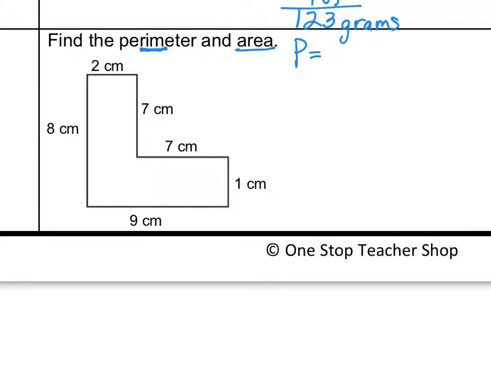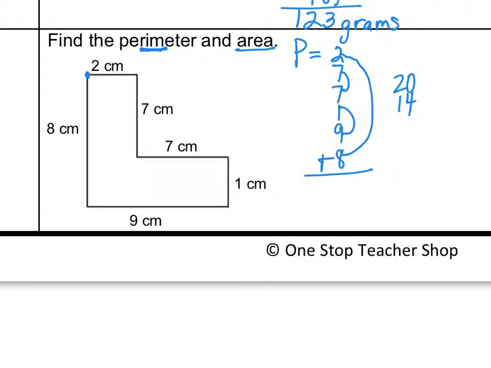I'm going to do P equals. I'm going to start here. That's my trick, and add all these up. So 2 plus 7 plus 7 plus 1 plus 9 plus 8. And then we're going to add all these up. See, combinations of 10. Look here, 2 sets of 10. And then also 14. So 20 and 14 is 34 centimeters.